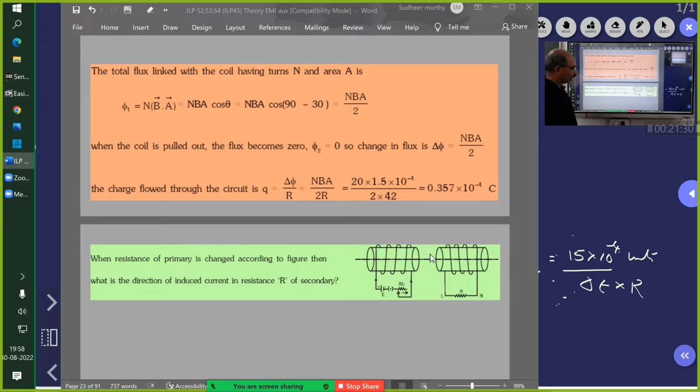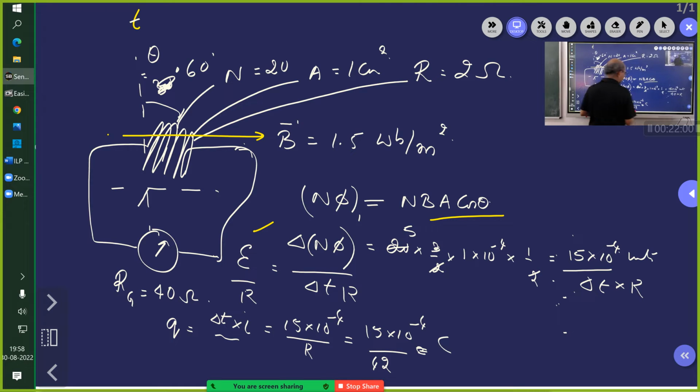South pole means the flux is entering inside this. The flux is entering inside this, coming through this and entering this. The flux lines will go like this, go here and come here. Did you understand what I told? If you didn't understand, I will draw.